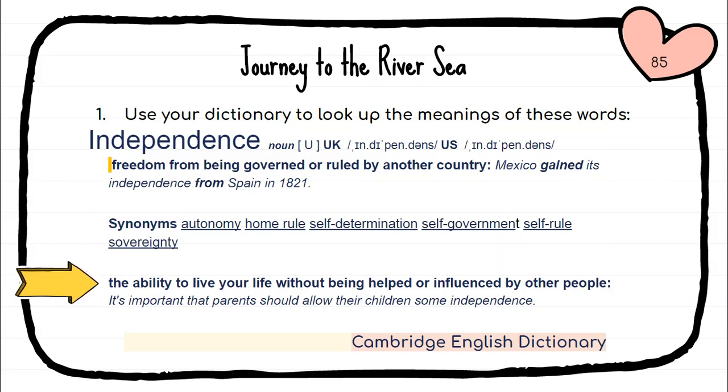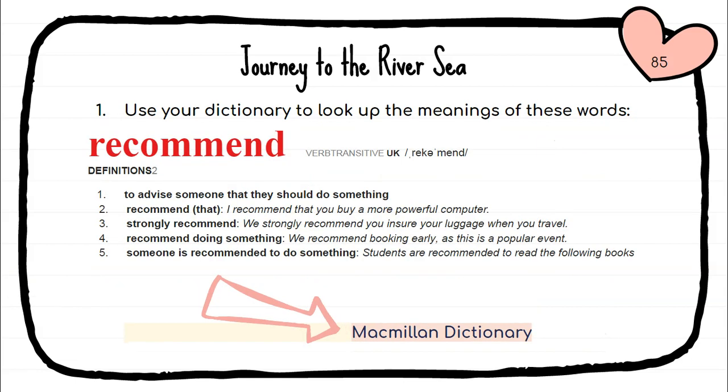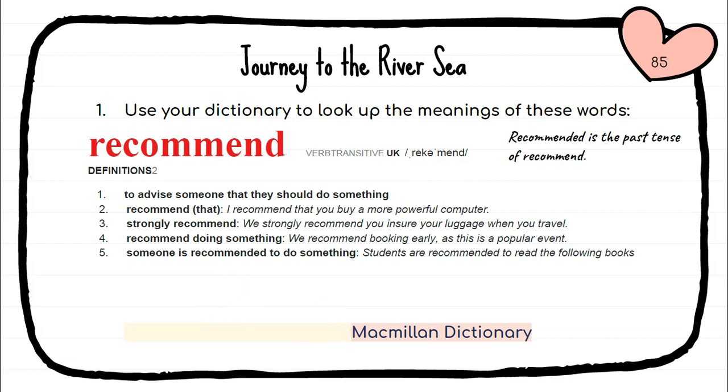And then they also like to put a sentence where they've used the word in a way that makes the meaning clear. All right. So they've said it's important that parents should allow their children some independence. That means the ability to live your life without being helped or influenced by other people. So you can see each dictionary is quite different, and there's a lot that you can look up, not just the definition.